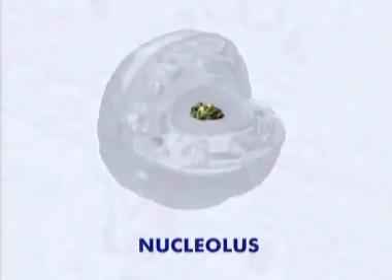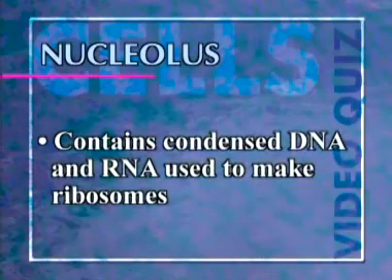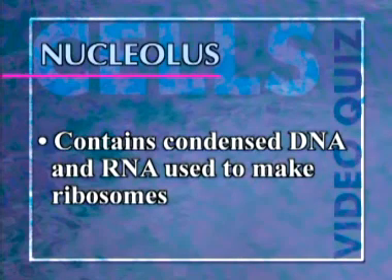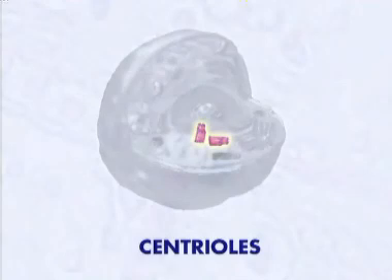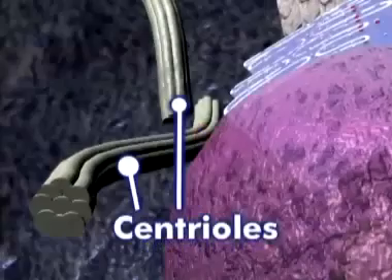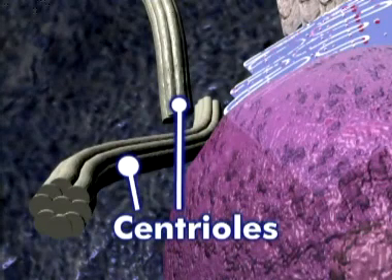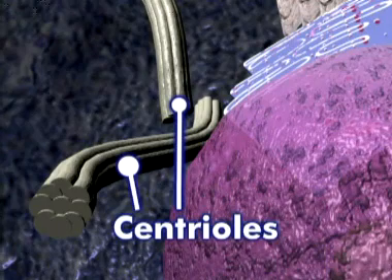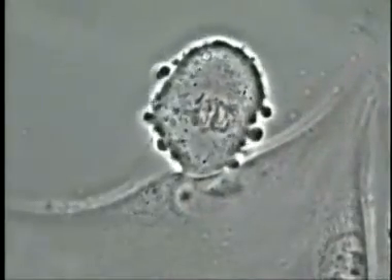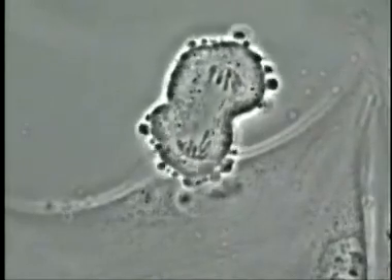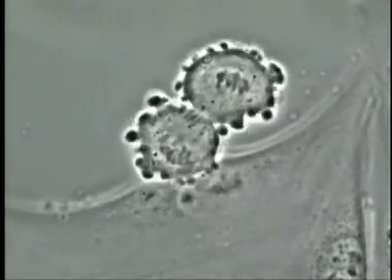Inside the nucleus is the nucleolus, the small dark area containing mostly condensed DNA and RNA used to make ribosomes. We cannot forget about the centrioles, which hang out near the nucleus. The centrioles play a role in cell division. When a cell divides using mitosis or meiosis, it is the responsibility of the centrioles to migrate to the poles of the cell and create the spindles.